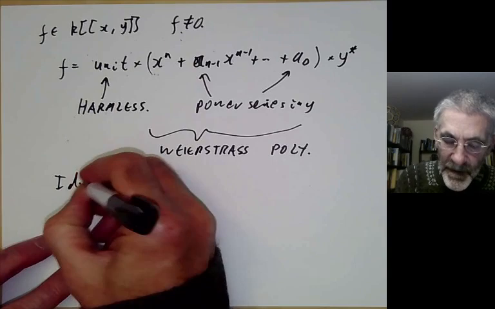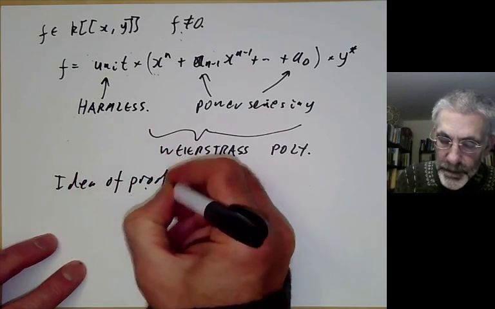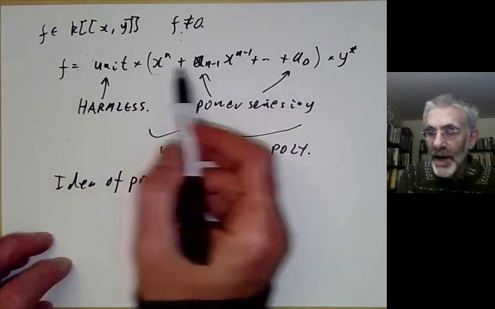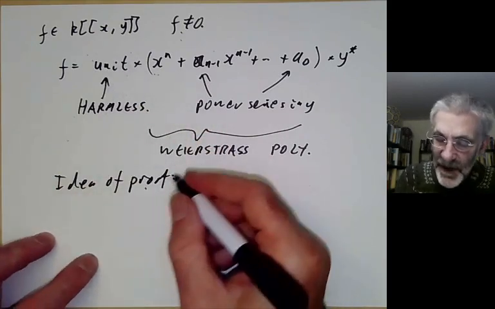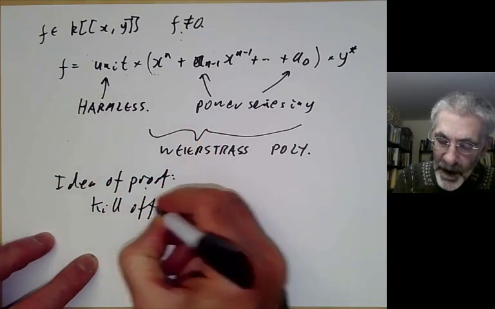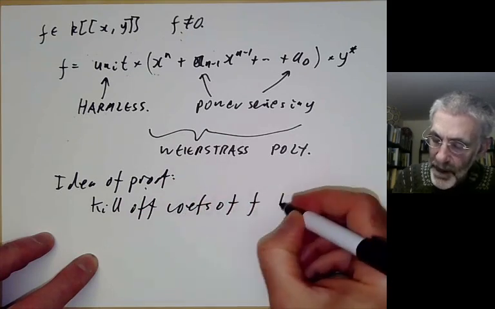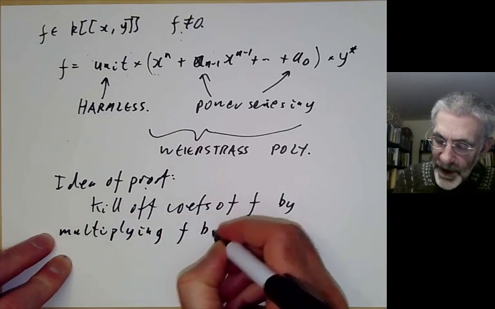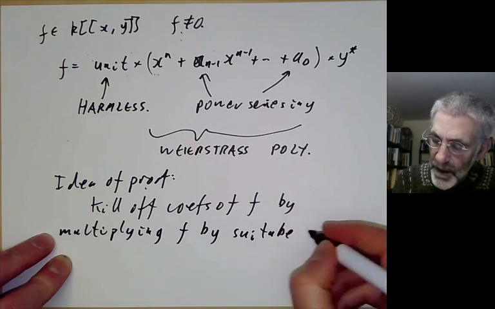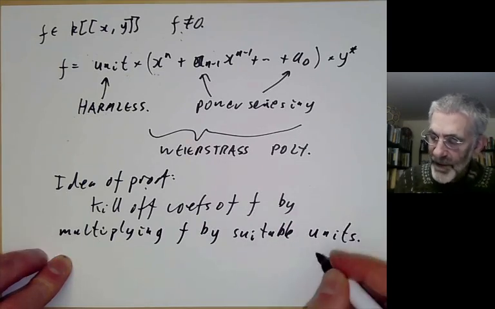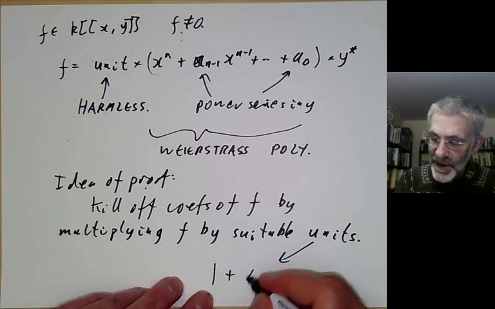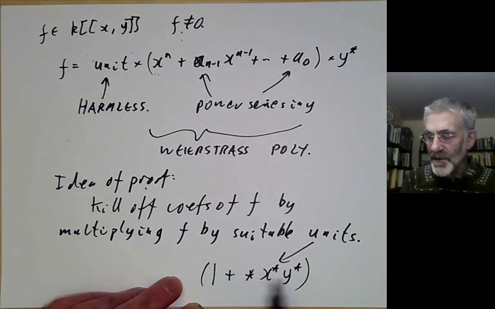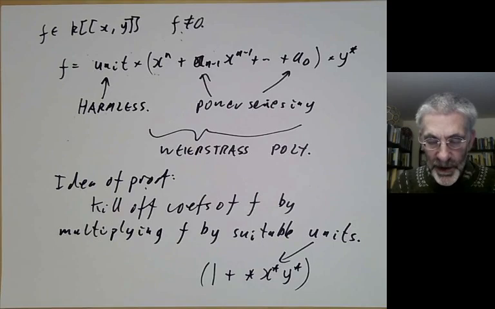And the idea of the proof is, well, what this is saying is that a lot of the coefficients of f kind of vanish if you multiply it by a suitable unit. So the idea of the proof is to kill off coefficients of f by multiplying f by suitable units. And the units we're going to use are just units of the form 1 plus something times a power of x times a power of y. And these are all going to be units because their constant term is 1.